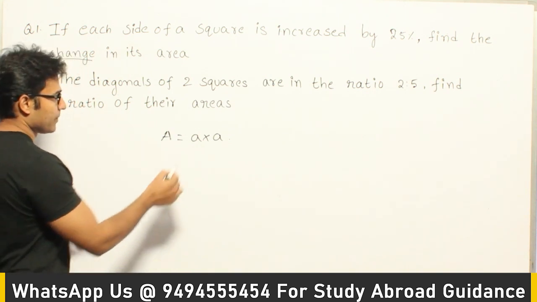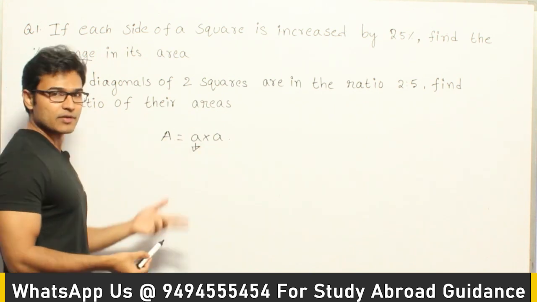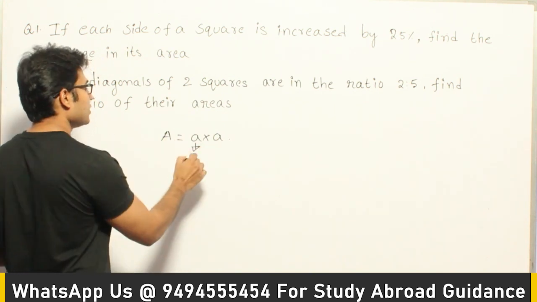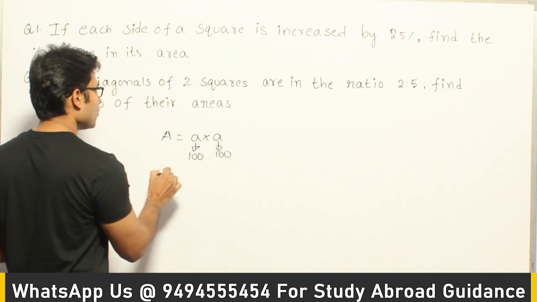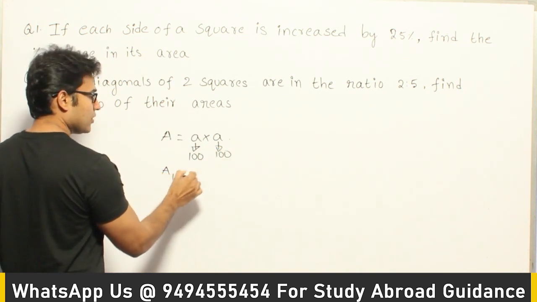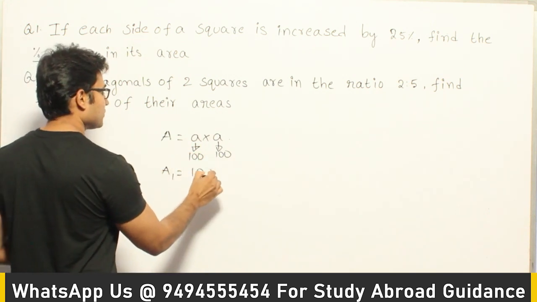So you can assume that initial side is 100, either 100 centimeters or meters. Anyway, it is a ratio, it doesn't matter. So let's say it is 100 units, right? And therefore initial area A1 equal to 100 into 100, which is nothing but 10,000.